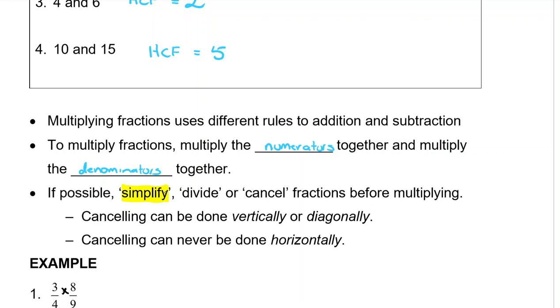Now we call it cancelling. And cancelling can be done vertically, so top over bottom, or it can be done diagonally. Cancelling can never be done horizontally. So you can never do a top with a top or a bottom with a bottom. It's always something from the top with something somewhere on the bottom.